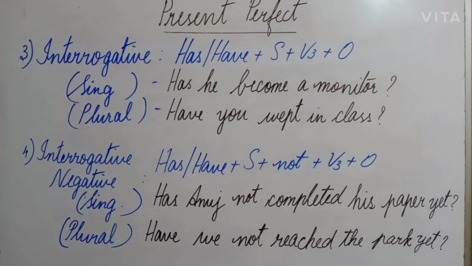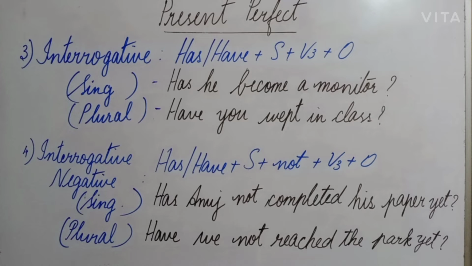Then we move on to the next one, that is interrogative negative sentences. So here again, just like the positive and the negative one, we just have to add the interrogative. Negative means the question one, but it should be a negative one. A negative word has to be added over there. So has or have plus subject plus not plus verb 3 plus object. So let us go with the example. Has Anuj not completed his paper yet?